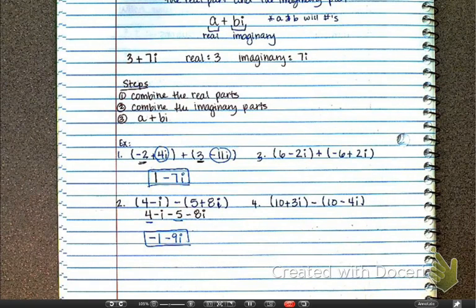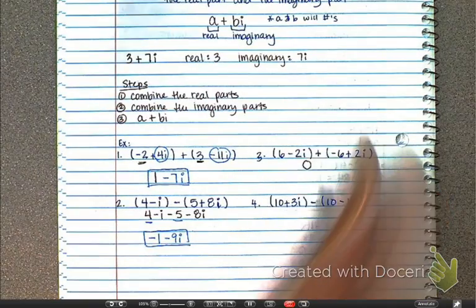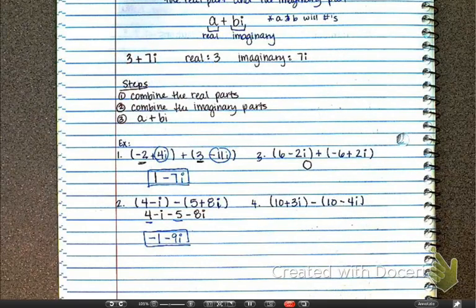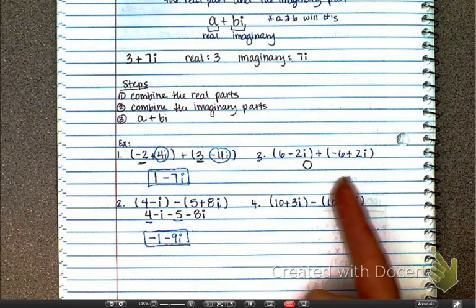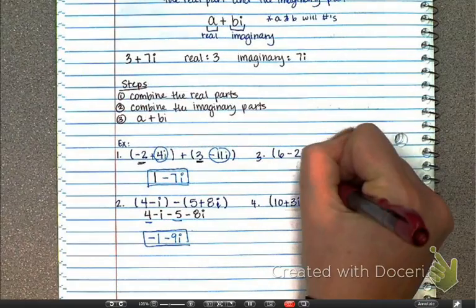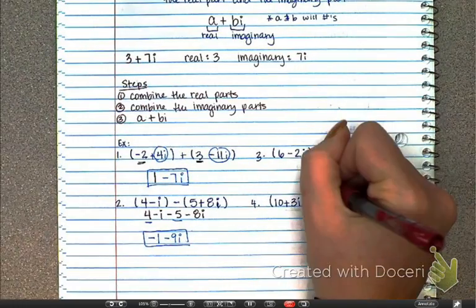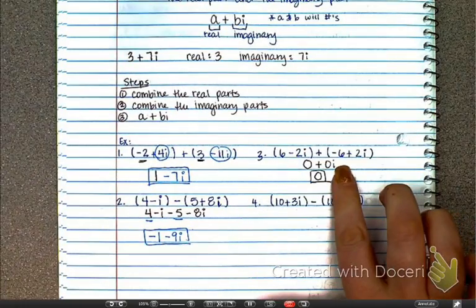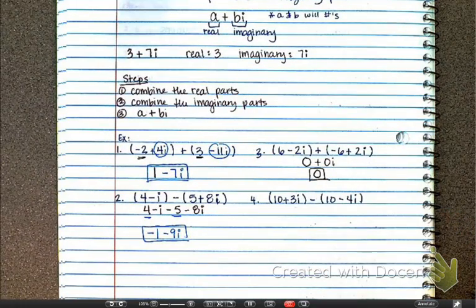Okay, so take a second and do these two problems. Okay, so number 3. If I'm combining the real part, 6 minus 6 is 0. Negative 2i plus 2i is 0i. Now, you don't have to write the plus 0i. If you do, that's fine, but really your answer is just 0. If you wrote this, I wouldn't mark it wrong, but you don't need it.